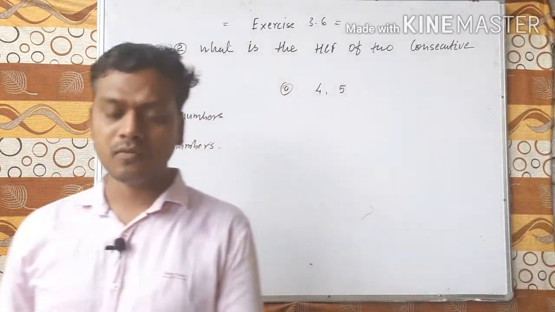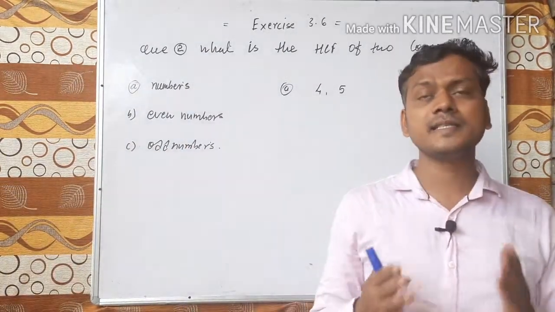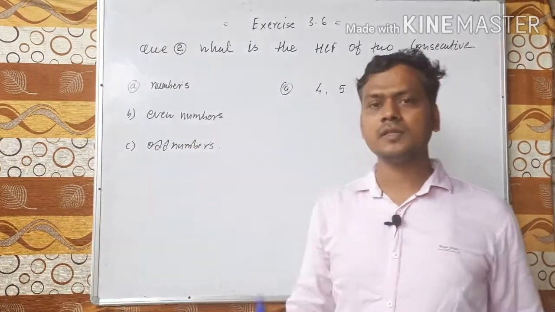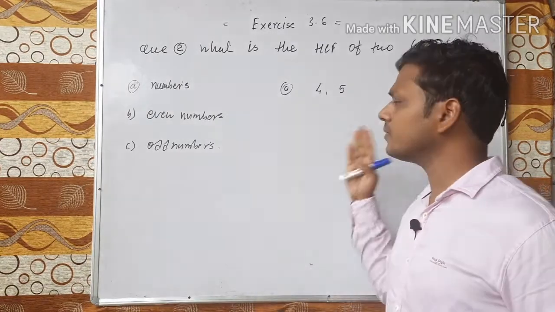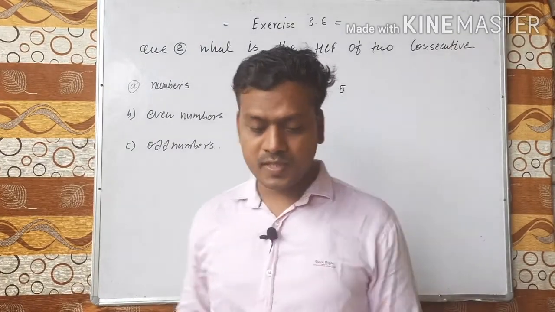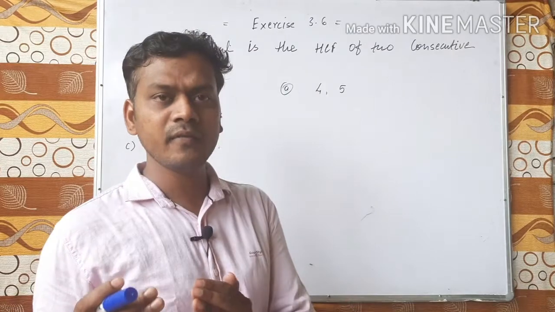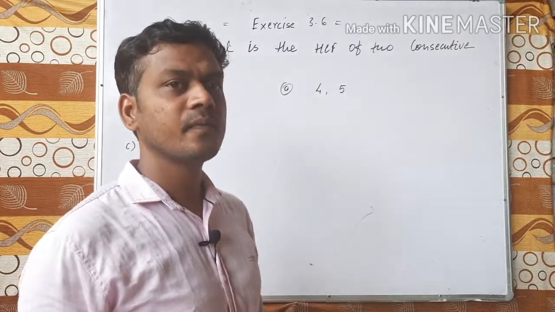4 and 5 are two consecutive numbers. Then what is our task? To find the HCF of 4 and 5. So according to our procedure we calculate their factors, then pick the common factors, that is the HCF.